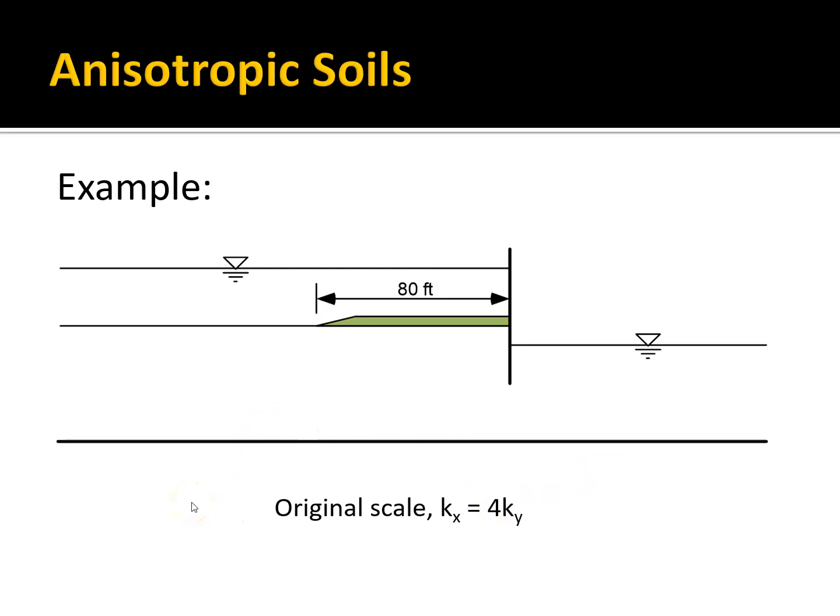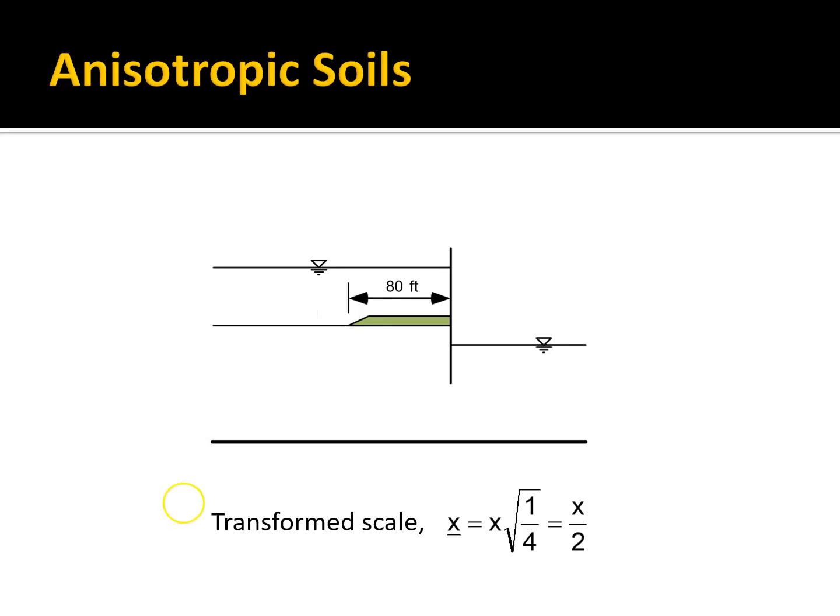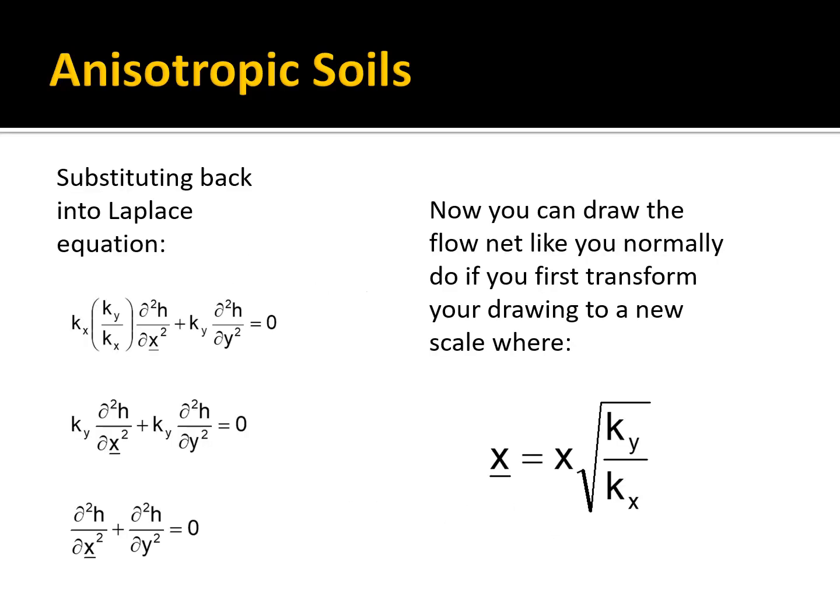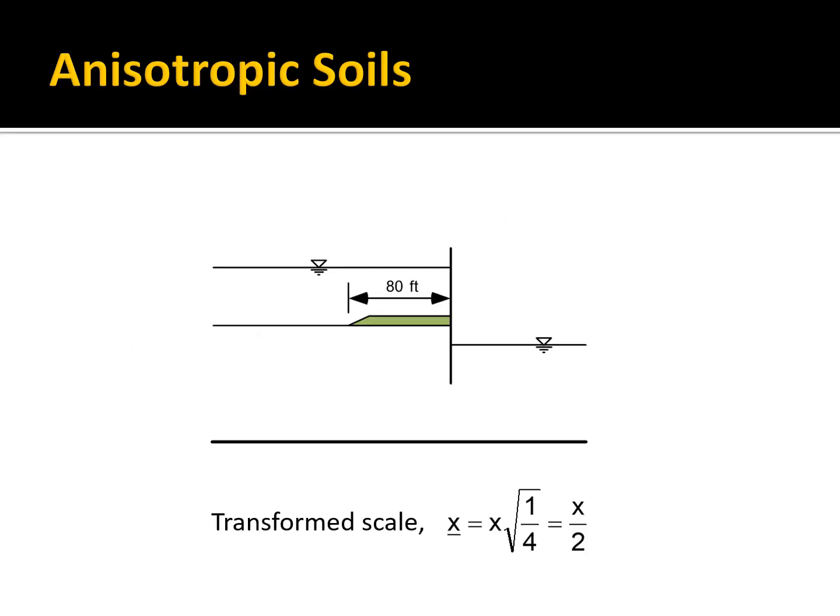But in order to draw a flownet, we are going to perform our coordinate transformation. And using the equation that we derived, let's go back to the equation. You take the square root of ky over kx. So in this case, the transformed x is equal to the original x times the square root of 1 over 4, which is equal to x over 2. So what happens is you basically shrink everything in the x direction by a factor of 2.